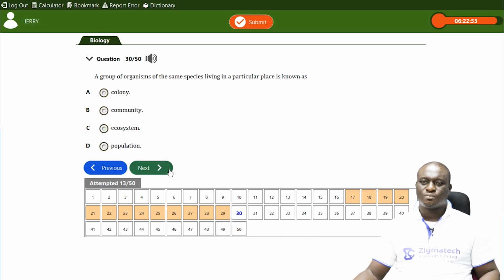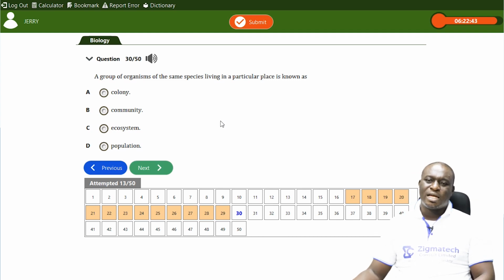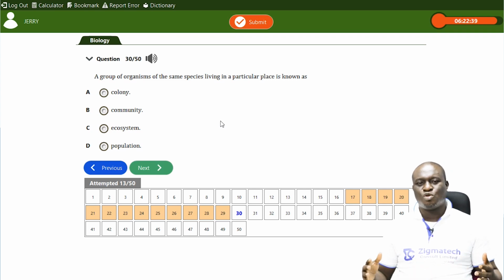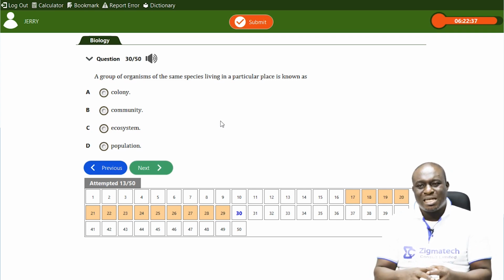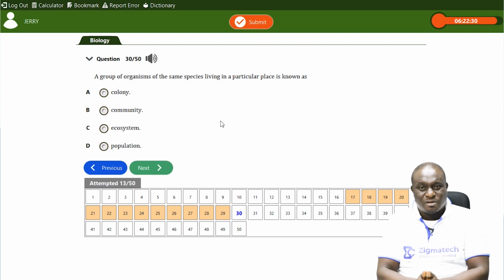Next question. A group of organisms of the same species living in a particular place is known as, it is not colony. Now, colony is there, but it is not colony. Colony has to do with a group of organisms living in a particular spot or place together, and they depend on each other for life. They depend solely on each other.